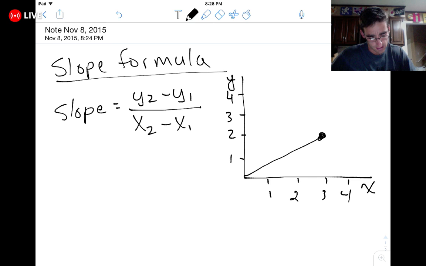And I had a line like this. So here's my line, and I want to find the slope of that line.